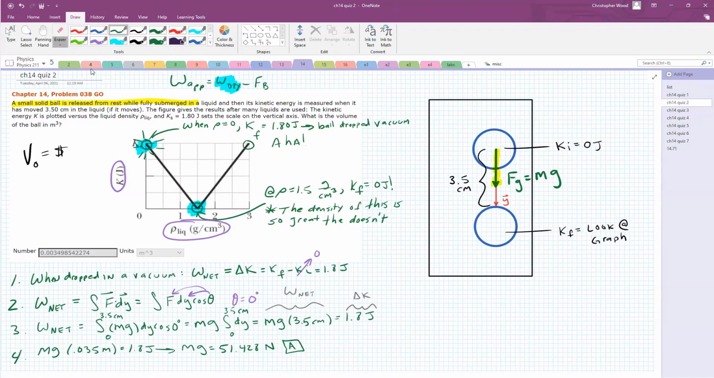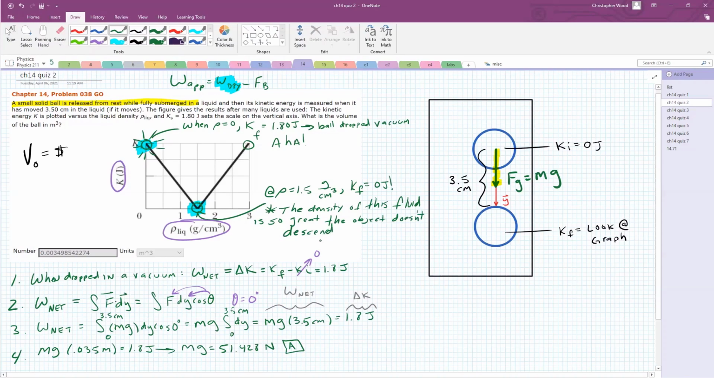The density of this fluid, so let's do the proofreading. Every class is an English class. The density of this fluid is so great. Man, what happened to my writing skills? Is so great, the doesn't. Wow, that's just flat out embarrassing, but it's not too late. The density of this fluid is so great, the object doesn't descend.